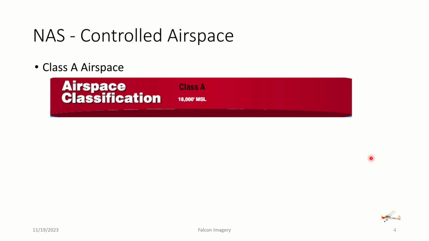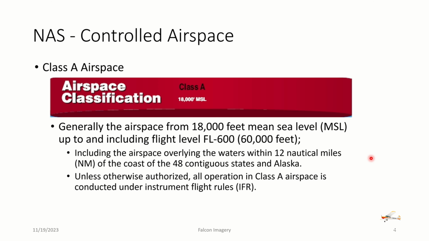If we look at the Class A airspace, this is airspace that generally starts at 18,000 feet MSL, or mean sea level, and goes up to and including flight level 600, or 60,000 feet. Included is airspace overlying waters within 12 nautical miles of the coast of the 48 contiguous states and Alaska. Unless otherwise authorized, all operations in Class A airspace are conducted under instrument flight rules.